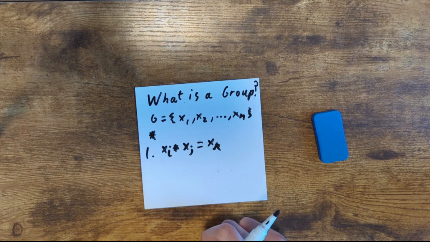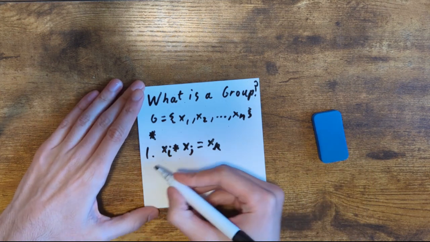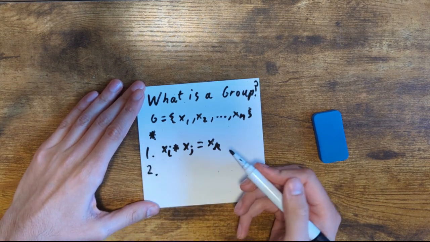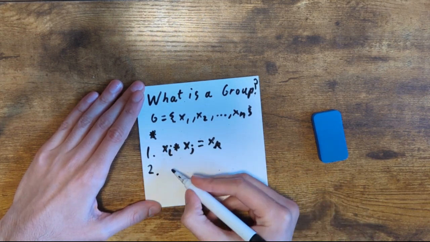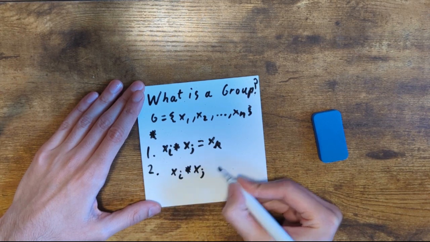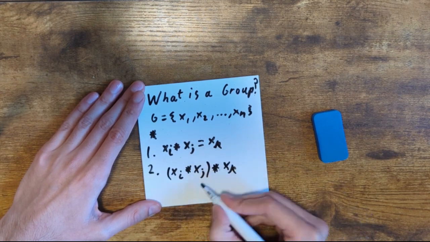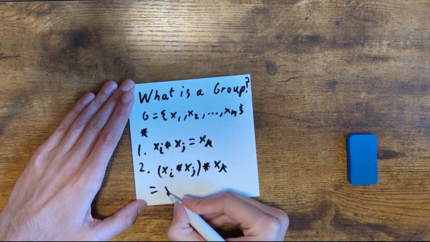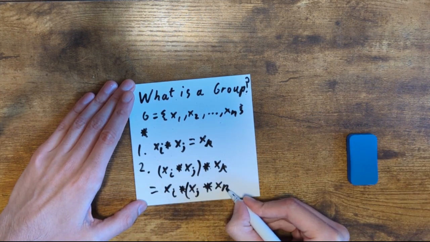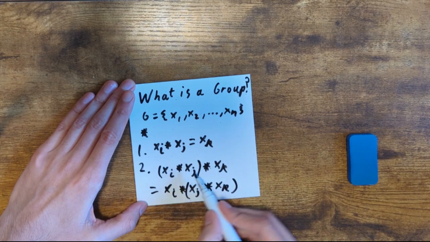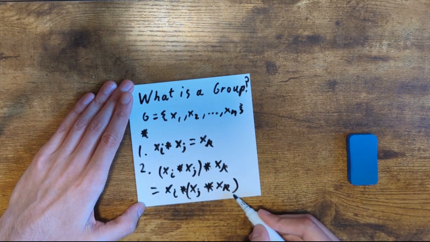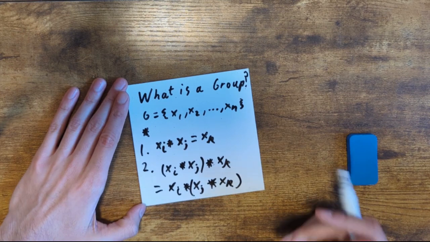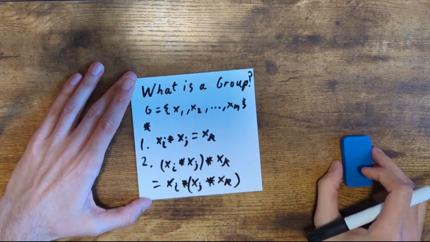Another property that we need is that the asterisk operation has to be associative. So we can either multiply xi and xj first, or we can first multiply xj and xk and then multiply by xi, and we should get the same result.